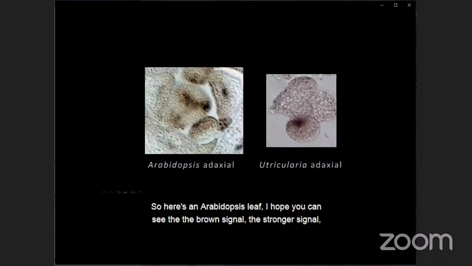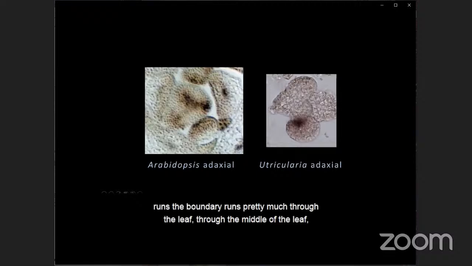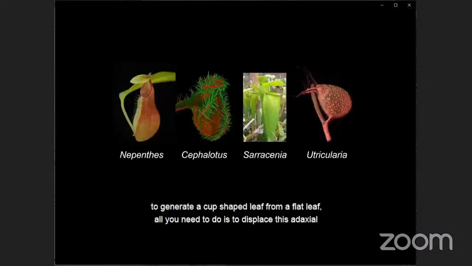And this is the data. So here's an Arabidopsis leaf. I hope you can see that the brown signal, the stronger signal, the boundary runs pretty much through the middle of the leaf, whereas in Utricularia, it occupies a smaller domain, which is consistent with the model that I've just given you. So it turns out that it's very straightforward now to generate a cup-shaped leaf from a flat leaf. All you need to do is to displace this adaxial domain, this blue domain.